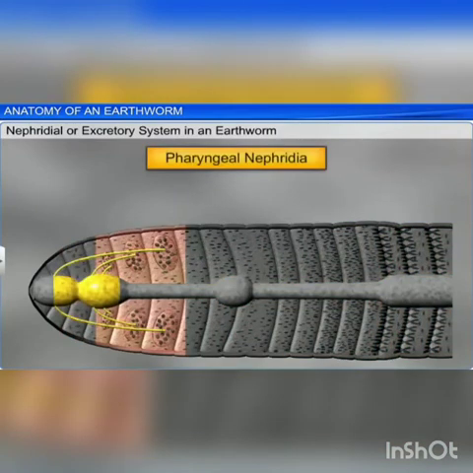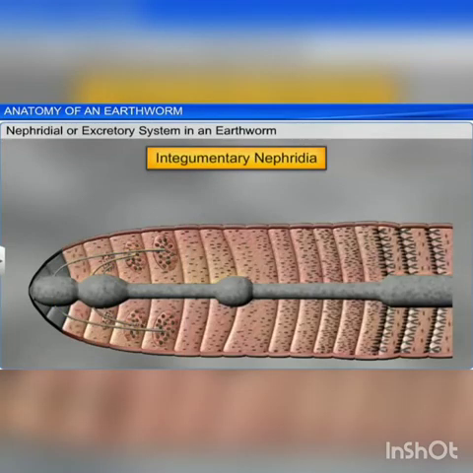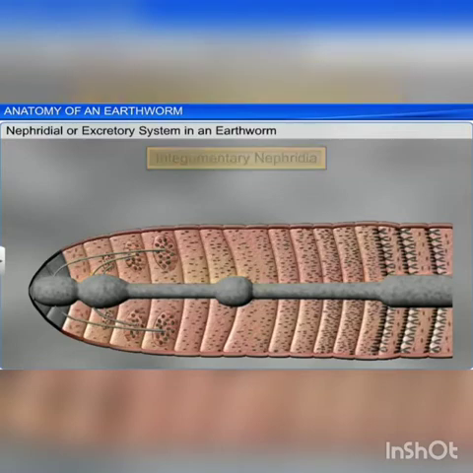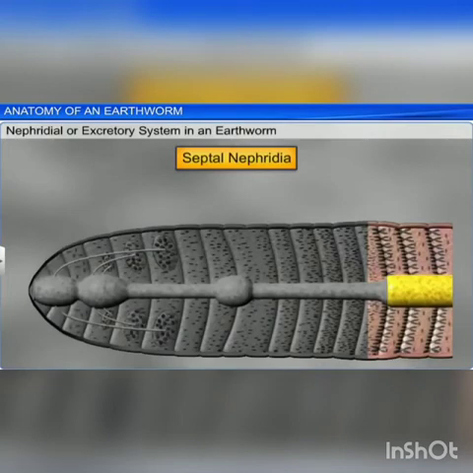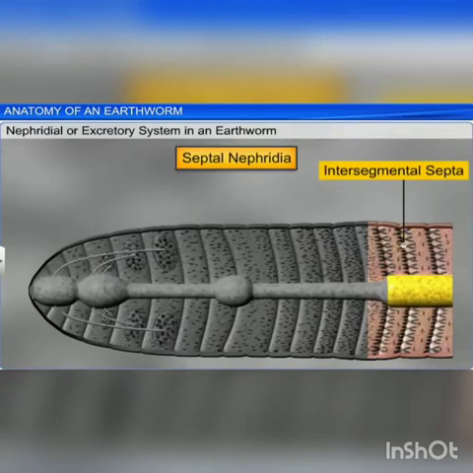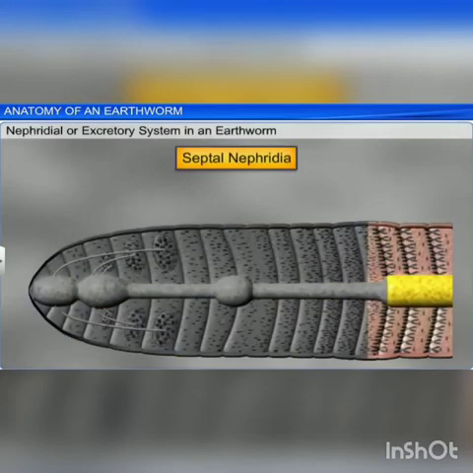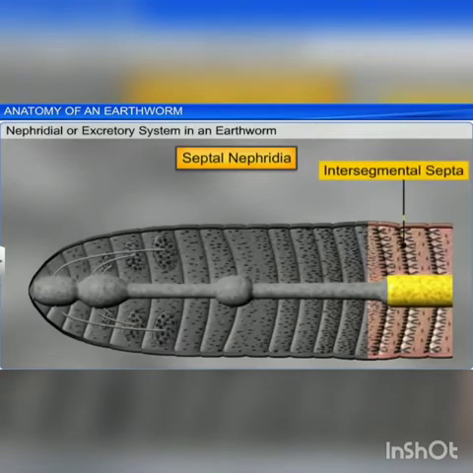Pharyngeal nephridia are present as a paired tuft in the 5th to 9th segments. Integumentary nephridia are attached to the lining of the body wall from the 14th segment to the last, which open on the body surface. Integument means skin, so they are on the body surface from the 14th to the last segment. And the last one is the septal nephridia, which are present as a pair on both sides of the intersegmental septa. Intersegmental is the line between one segment and another segment. So that is the intersegmental septa of the 19th segment to the last, and they open into the intestine.